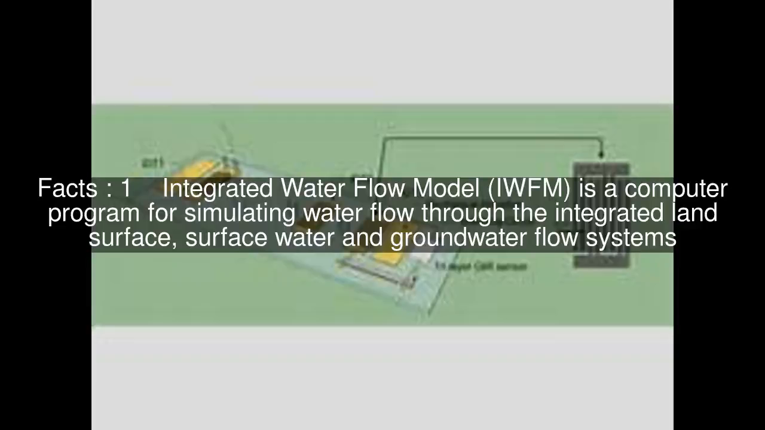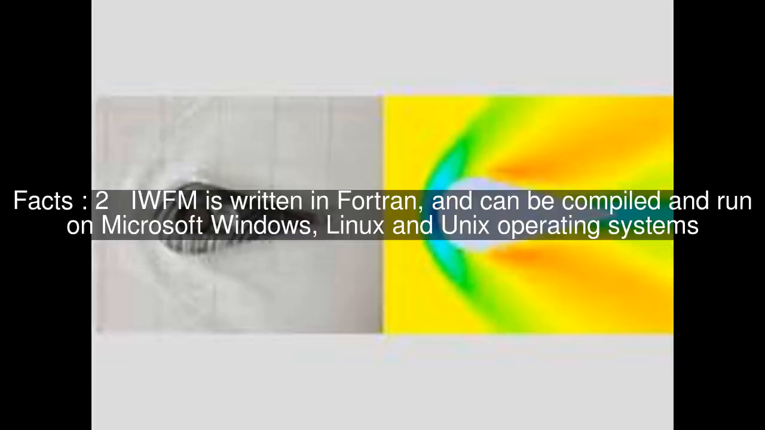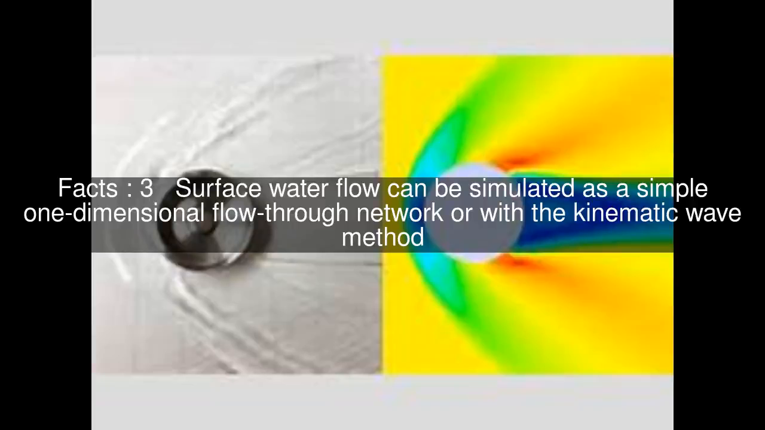Integrated Water Flow Model, IWFM, is a computer program for simulating water flow through the integrated land surface, surface water, and groundwater flow systems. IWFM is written in Fortran, and can be compiled and run on Microsoft Windows, Linux, and Unix operating systems.